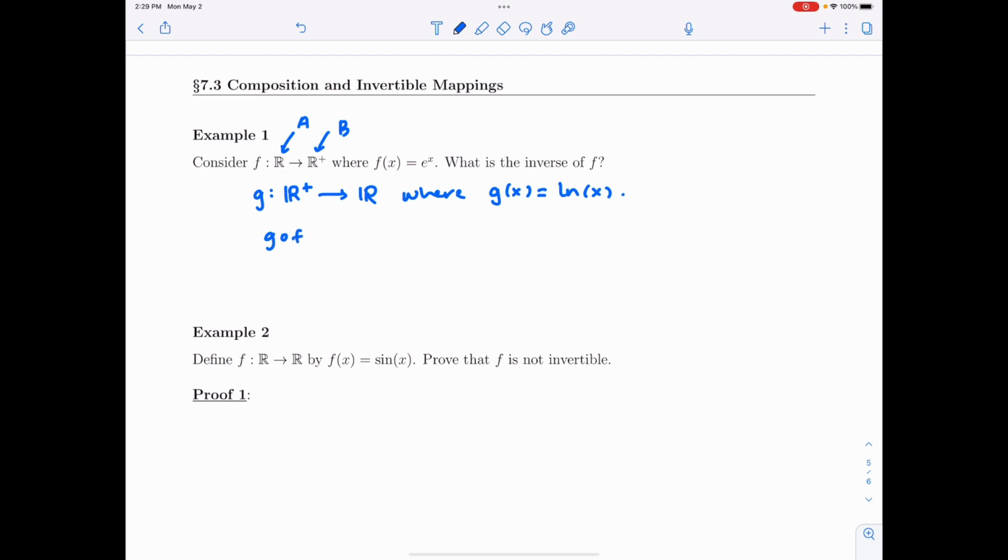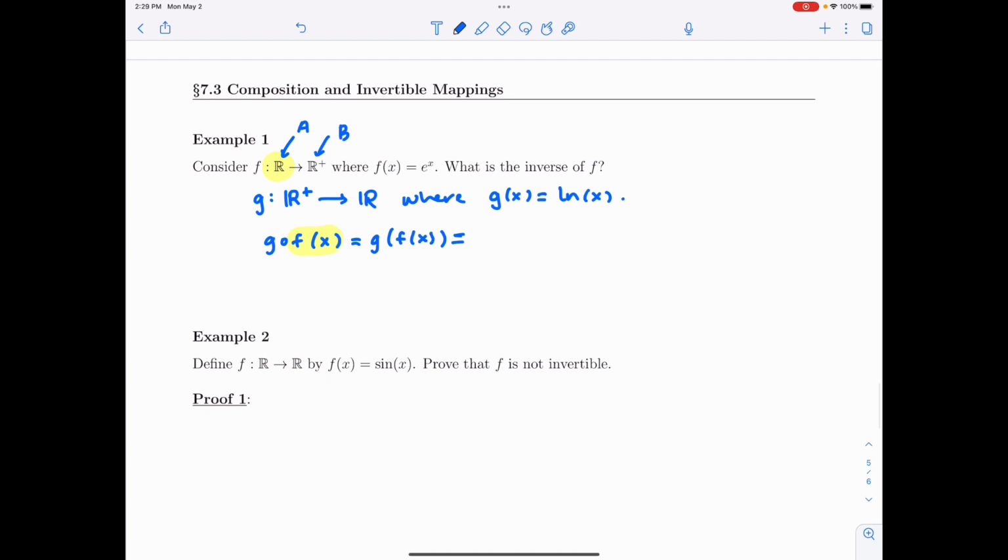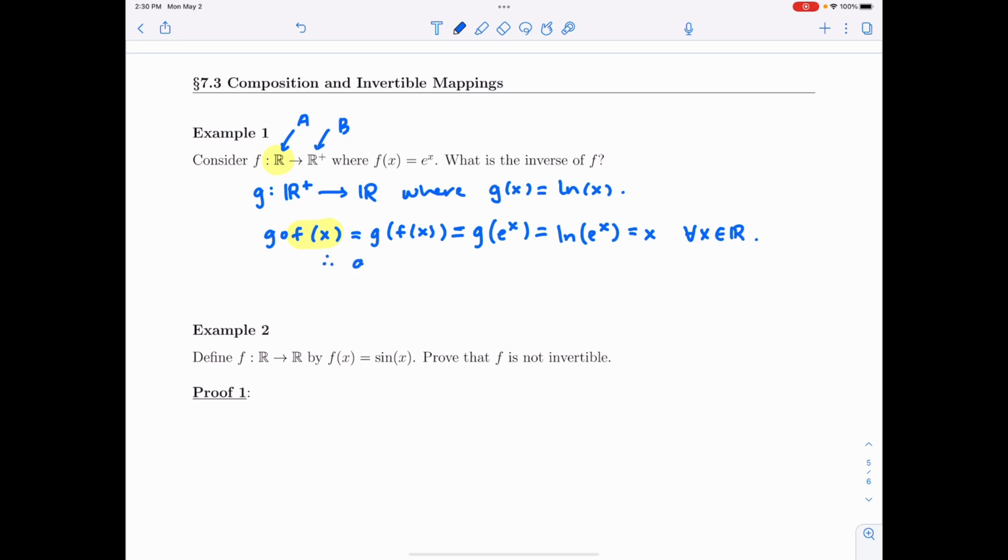If I say g composed with f of x, first of all, where is this x value coming from? Well, since I am plugging into f first, then I should be starting with an x value that comes from the domain of f, which is R. So when I go ahead and do this, we know this is defined as g of f of x. That's like saying g of e to the x, but g just takes the natural log of whatever you plug into it. The natural log of e to the x is x, and this is true for all x in R. So therefore we can say that g composed with f is the identity map on R.